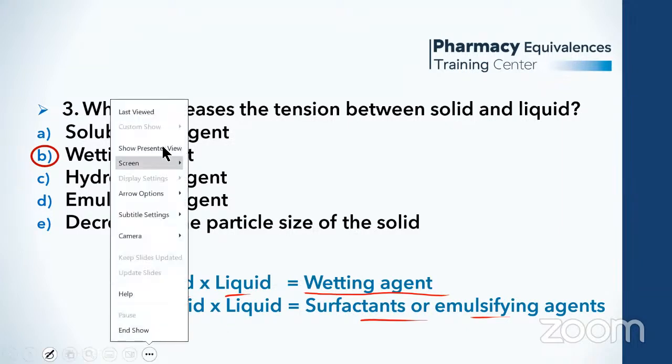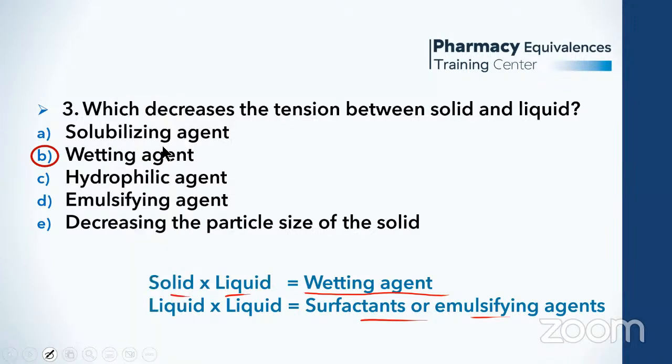We stopped here at the wetting agents and surfactant. What is the difference in meaning between both? A wetting agent is used to reduce the tension between solid and liquid. So when we are talking about suspension, we use the wetting agent. While when we are talking about emulsion, we need surfactants or emulsifying agents. The tension is between liquid and liquid, one of them oil and the other water.